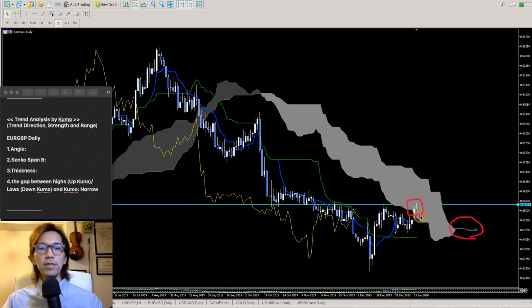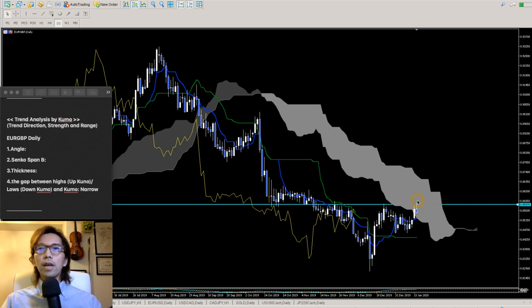will be changed. So in this case, the Kumo is horizontal and it doesn't have any trend direction right now. The momentum is losing. And plus, in this condition, the price is inside of the Kumo right now. So this is really the dangerous warning sign that you have to stay away from this daily time frame, because it just went inside the Kumo, plus it's in the range.